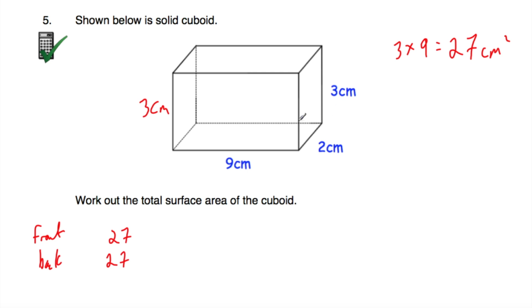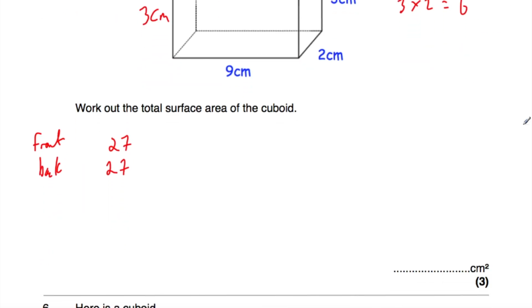To find the area of the rectangle on the side of this cuboid, we would do 3 times 2. And 3 times 2 is equal to 6. So that means that the right side would have an area of 6 centimeters squared, and the left side of the cuboid would have an area of 6 centimeters squared. So we've done the front, the back, the right hand side and the left hand side. Now let's do the top and the bottom.